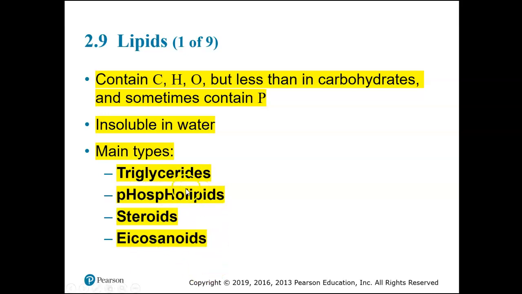The main types of lipids are triglycerides, which is the name we give to body fat.